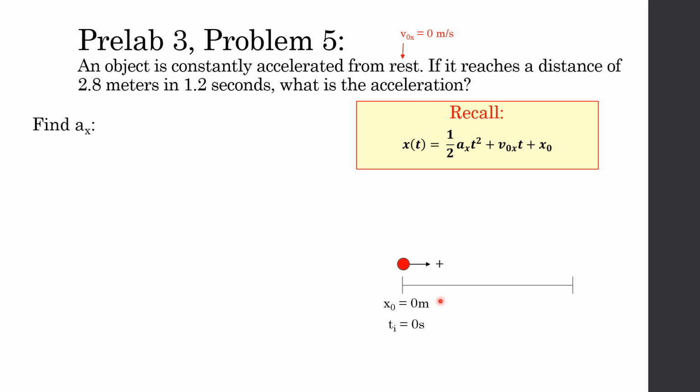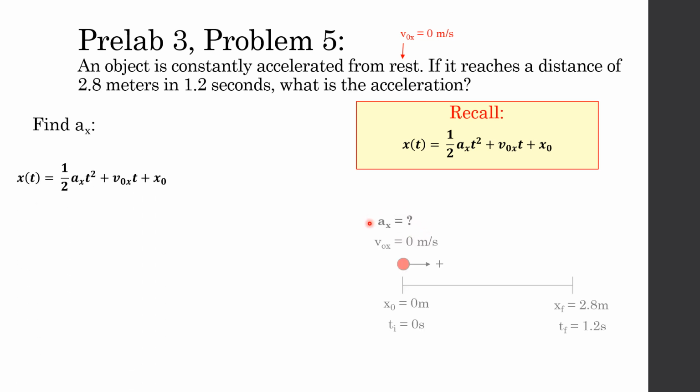We are starting at a position of 0 meters, since in the problem, nowhere do they define that there is a specific starting position. So I'm going to keep it as simple as possible with 0 meters. Our starting time is 0 seconds. And then our finishing position and our finishing time are 2.8 and 1.2 respectively, as stated in the word problem. And then to reiterate what I have up here, the initial velocity is 0 meters per second since we're starting from rest, and our unknown is ax, right? So that's what we're going to be solving for.